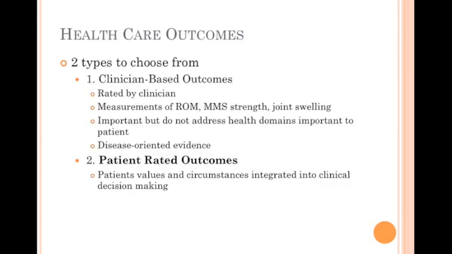There are 2 types of healthcare outcomes, and one is clinician-based outcome and one is patient-rated outcomes. Clinician-based outcomes are really measurements that the clinician makes, including joint range of motion, muscular strength, and joint or limb swelling, and these are known as disease-oriented evidence. These are important but do not necessarily address the health domains that are important to the patient, such as their daily activities and their lives.